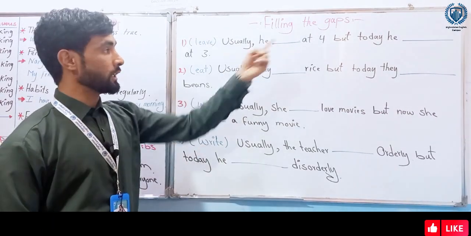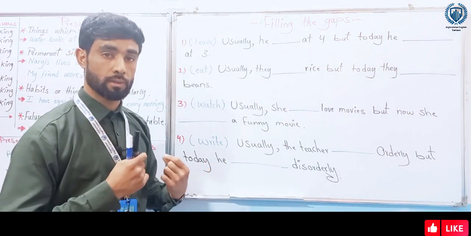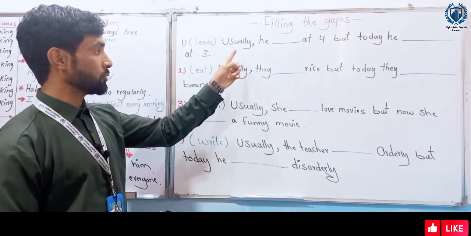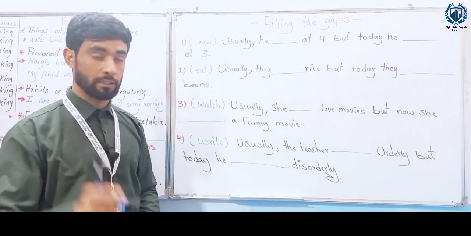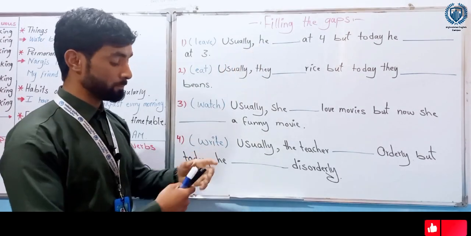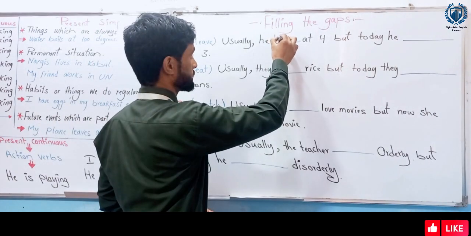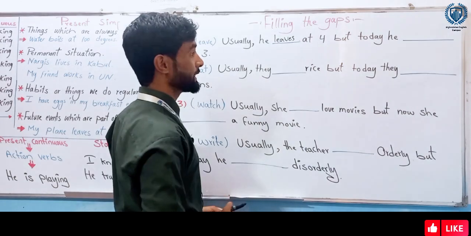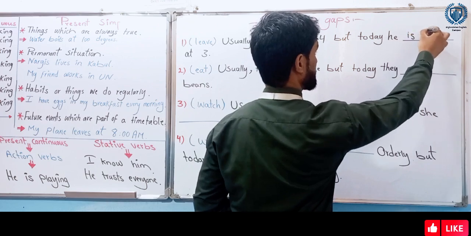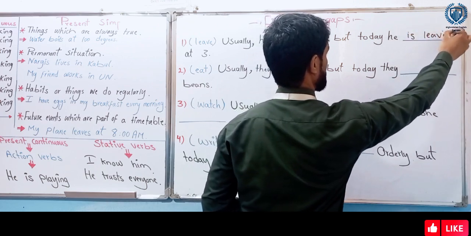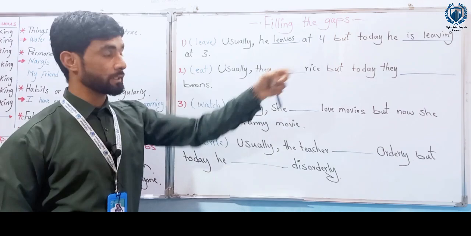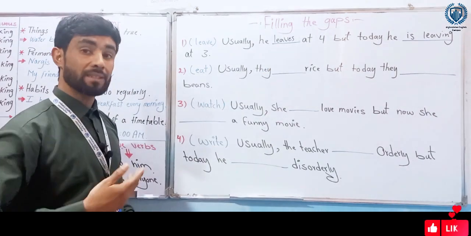So in these two gaps, in one of them we have to use simple present, and in the other we should use present continuous tense. When I say usually, it means the action happens regularly, so I have to use simple present. Usually he leaves at 4, but today it's a temporary action. Today he is leaving at 3. The first one, simple present. The second, present continuous.